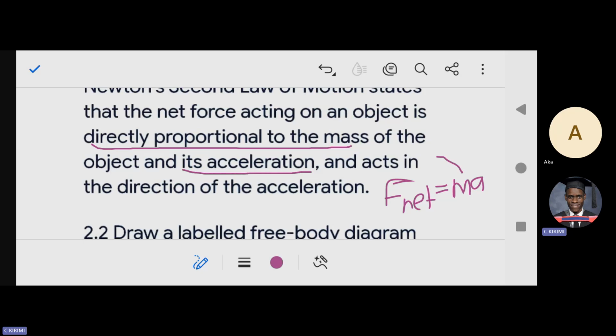So don't forget those 3 points: it's directly proportional to the mass, directly proportional to its acceleration, and the net force always acts in the direction of the acceleration. That is the first part.